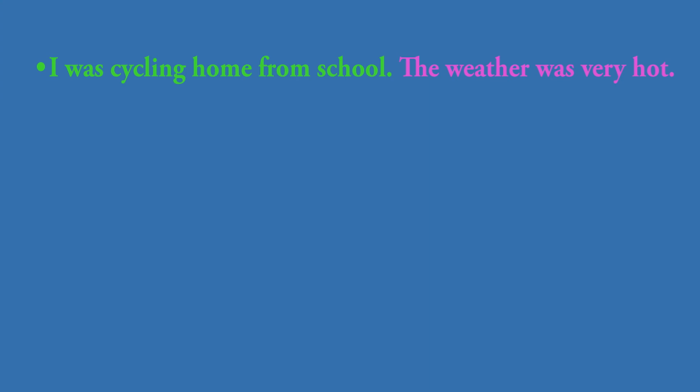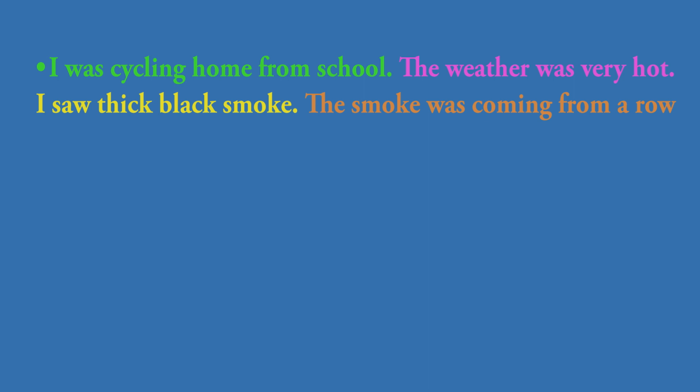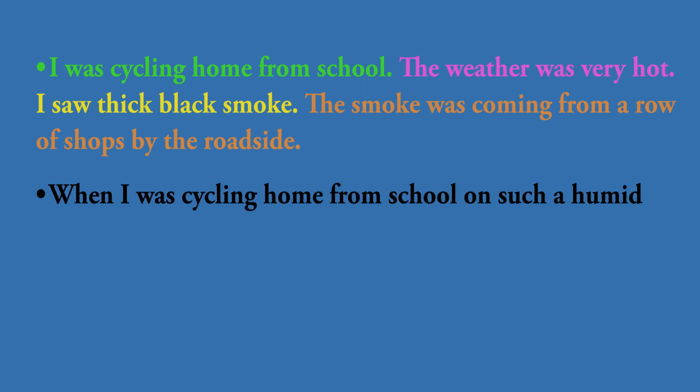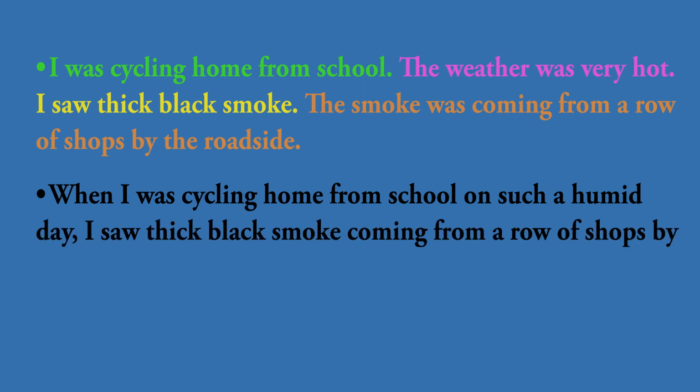For the next example, I was cycling home from school. The weather was very hot. I saw thick black smoke. The smoke was coming from a row of shops by the roadside. When I was cycling home from school on such a humid day, I saw thick black smoke coming from a row of shops by the roadside.